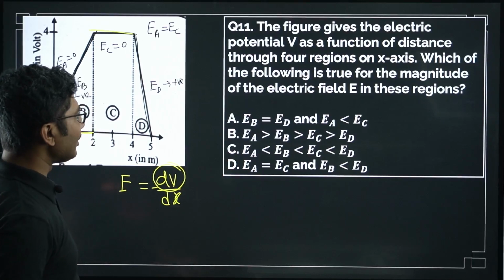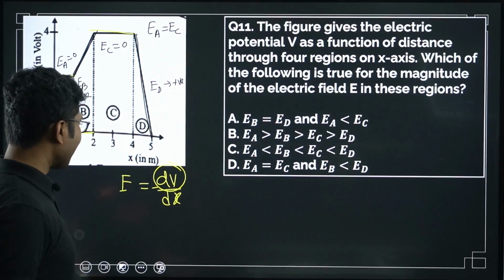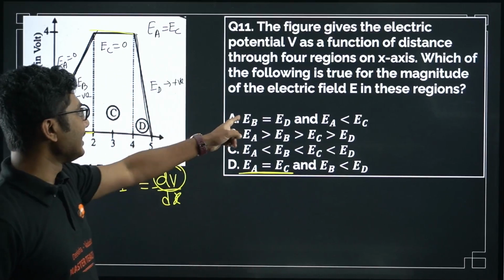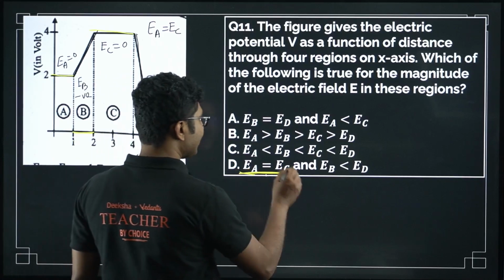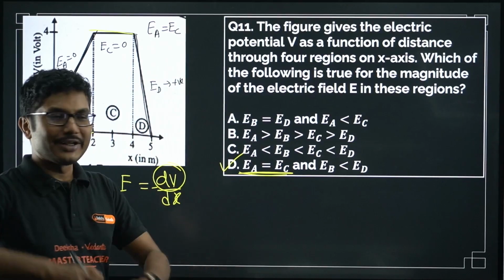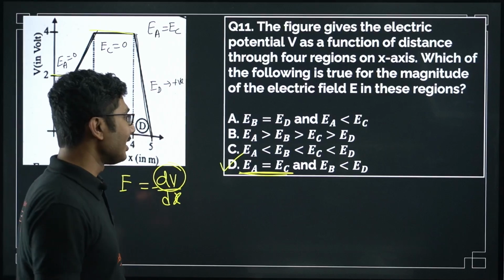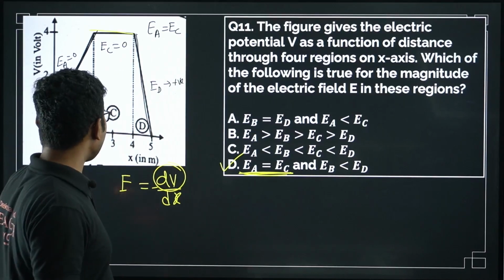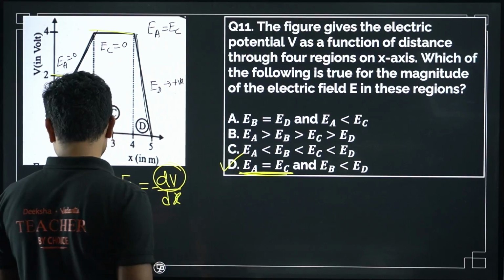You don't even need to consider how and why it is changing, who is correct or not. EA equals EC is given in only one option. Here it is given EB equals ED, which is not correct. So you don't even need to consider positive, negative, increasing, decreasing, bigger, smaller. Only thing you need to consider is that EA is equal to EC. Only these two are equal because both of them are 0. So option D is correct.